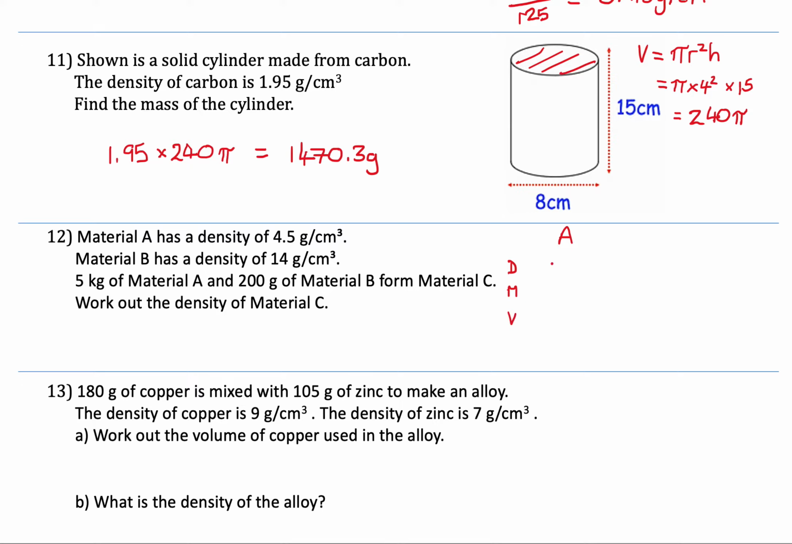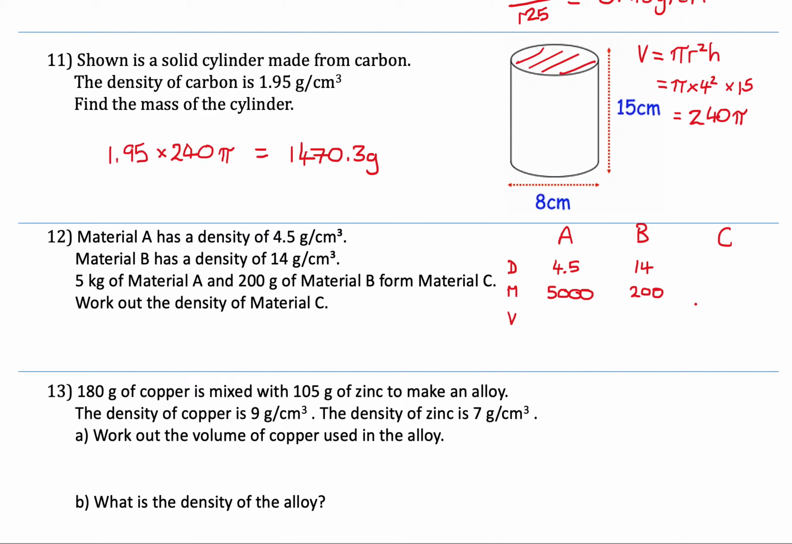Okay, so its density is 4.5 and its mass is 5 kilograms. So I'm going to put that in grams because this is in grams per cubic centimetre. So its mass is 5,000 grams. Okay, but I don't have its volume. I'm going to figure that out in a minute. Material B, I have its density and I have its mass. Again, I don't have its volume. And material C, I need to find its density.